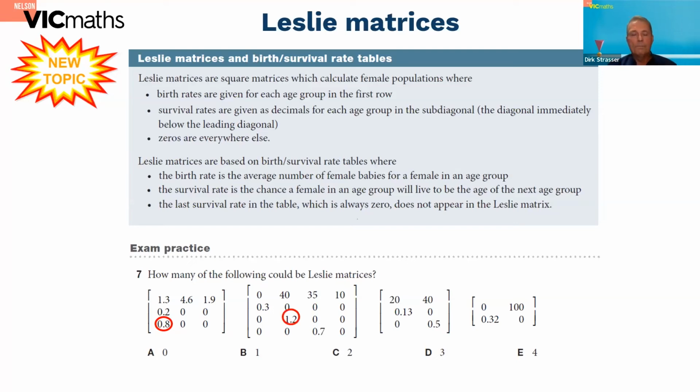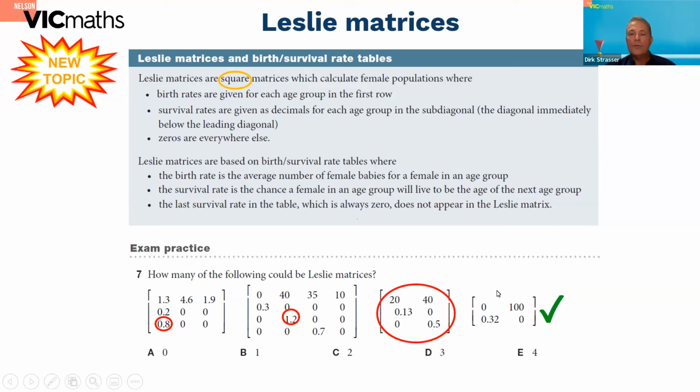In the second one, yes, it looks like a Leslie matrix until you look at that, because I said that the survival rates can't be greater than 1. So we've got a number greater than 1 in that subdiagonal. So that can't be a Leslie matrix. Now that one, you might think, does that look like one? It hasn't got any of the problems of the previous ones, but Leslie matrices are square matrices, and that's not a square matrix. So that isn't one for that reason. That's the only one that is.